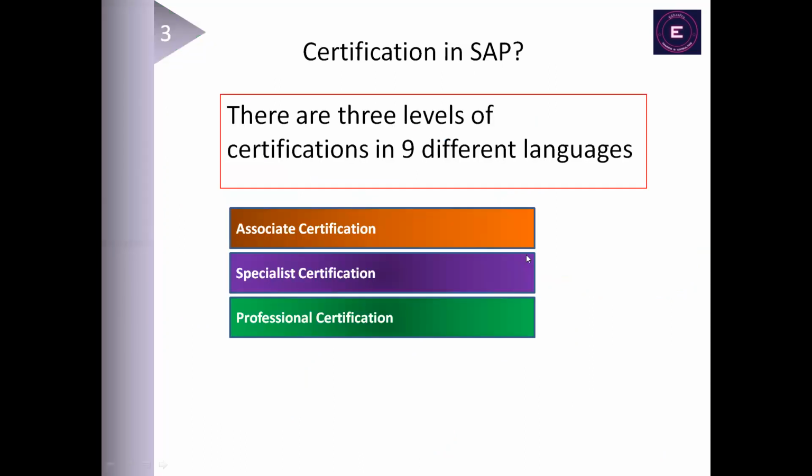Okay. Now, coming to the certification part. There are 3 levels of certification in 9 different languages, so it depends which language you are going to select. These are the levels of certification. The first level is the associate certification. Once you have cleared the associate certification, you can go for the specialist, and the final one is the professional certification.